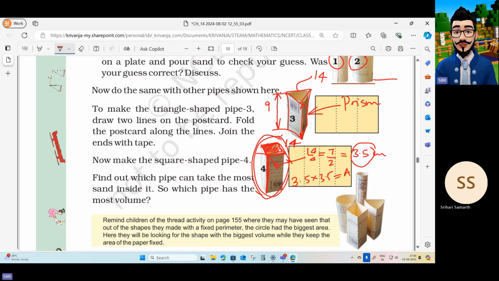How will you calculate the volume of this? Into 9. Beautiful. This is what I want. 3.5 into 3.5 into 9. Okay, if you do this, you will get.